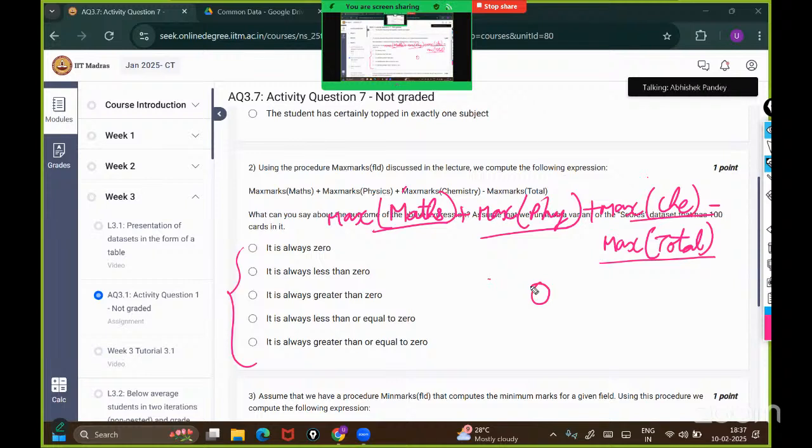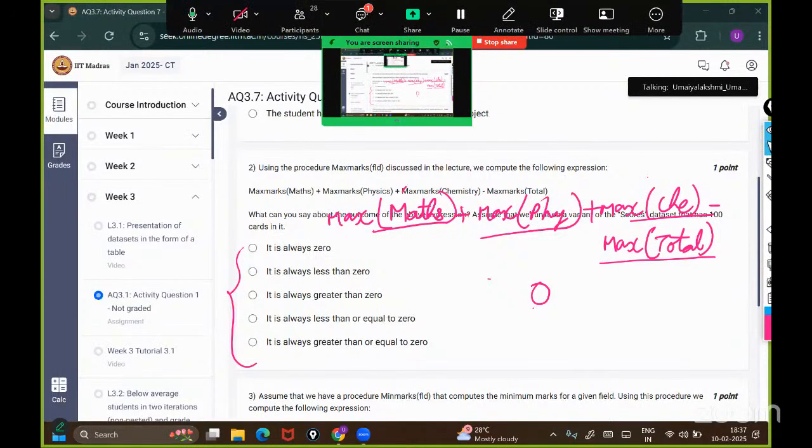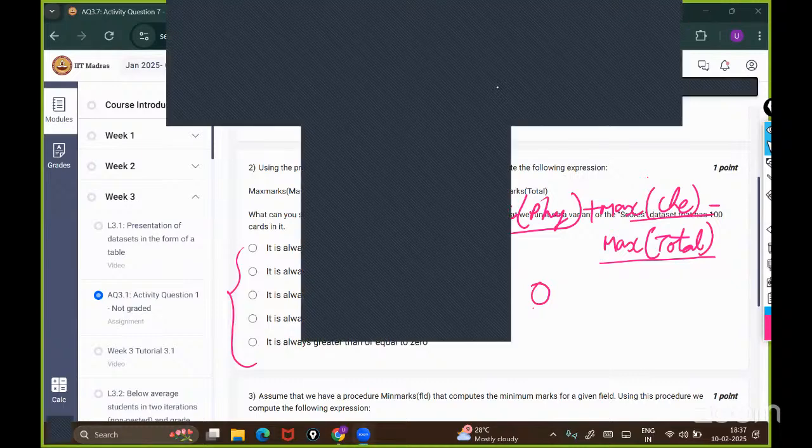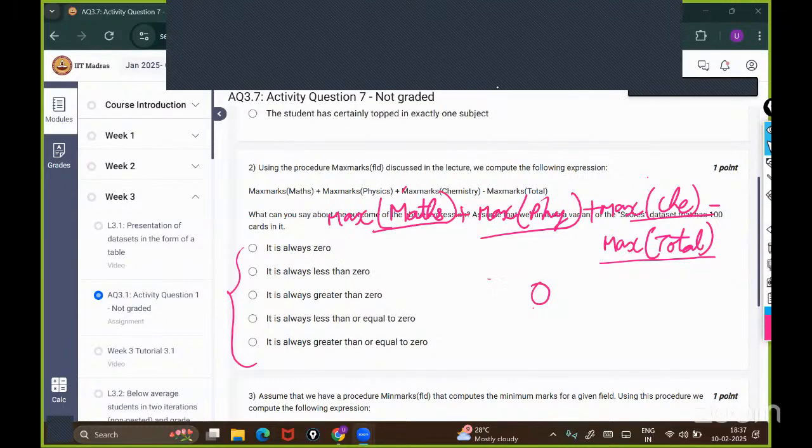The difference is because a person got the maximum marks in all subjects, physics, chemistry and maths, in which case his total will also be greater. So the last option is correct. Why so? Because there is a possibility that a person can score the maximum in all 3 subjects. I didn't get that possibility, ma'am. It's not clear to me yet.